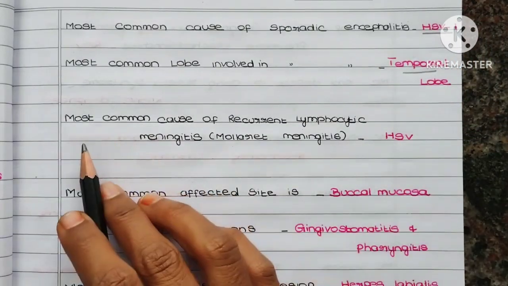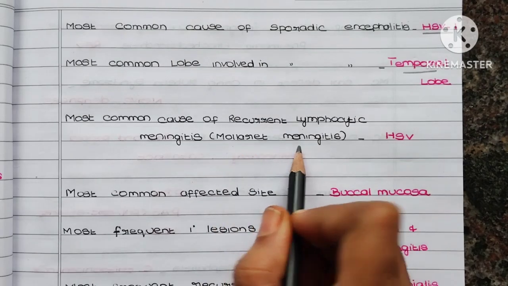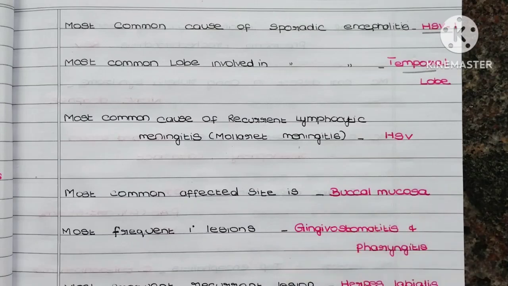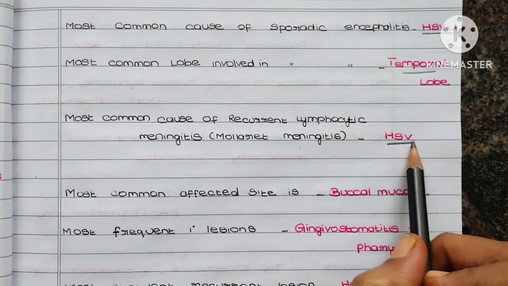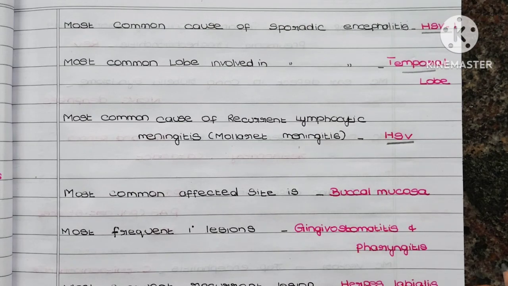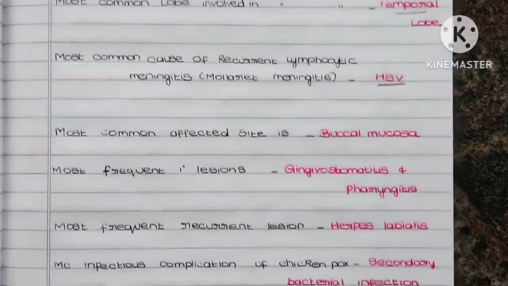Okay, so again they can also ask the most common cause of moderate meningitis. It is nothing but recurrent lymphocytic meningitis. Again here the cause is HSV1 only. Always remember, except for the genital lesions, most of the herpes virus infections are caused by type 1.